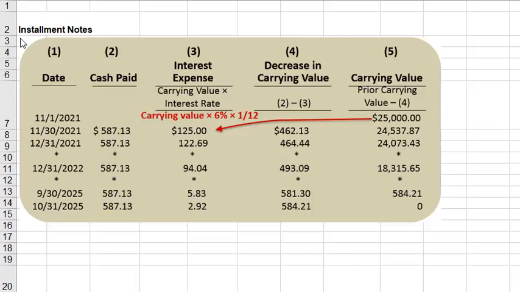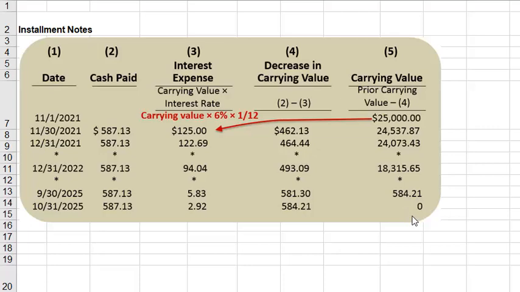Let's first touch briefly on installment notes. This is the table that you see in your book. What I want to focus on is a couple of key items. This is like a car loan. You're going to have an amount that you start with. You're going to pay a cash amount, the same amount each period. In this case, it's monthly. And then at the end of the life, you're going to owe zero.